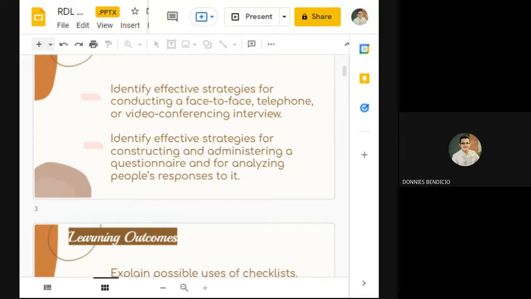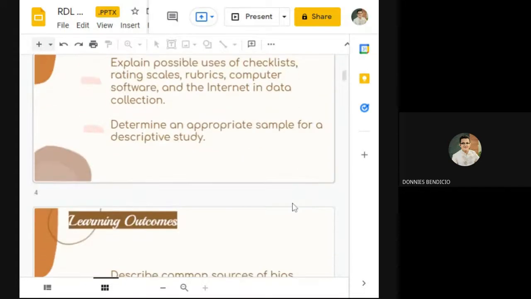We also have to identify effective strategies for constructing and administering questionnaires and for analyzing people's responses to it. We may also want to explain possible uses of checklists, rating scales, rubrics, computer software, and the internet in data collection.